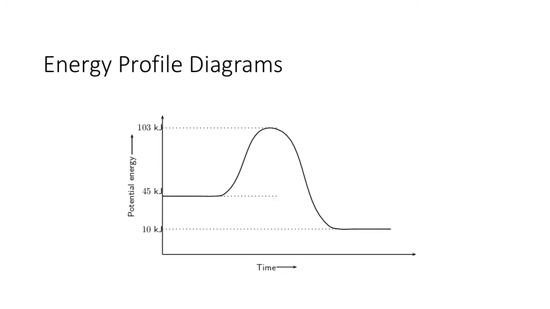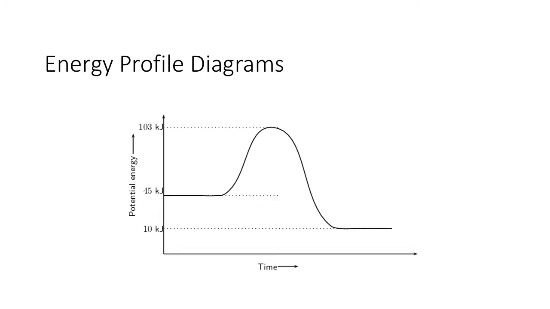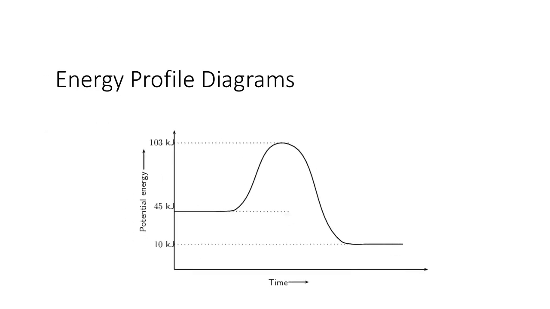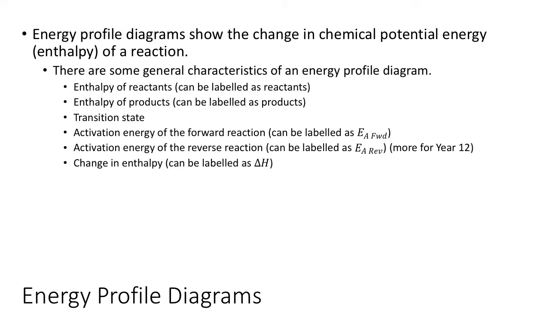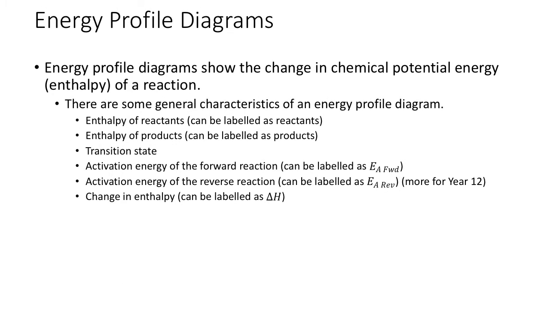Okay, so here's an energy profile diagram. This is the enthalpy, or chemical potential energy, and we can see where the reactants are, which are here. The reactants have a certain amount of chemical potential energy. So that's the chemical potential energy or the enthalpy of the reactants.